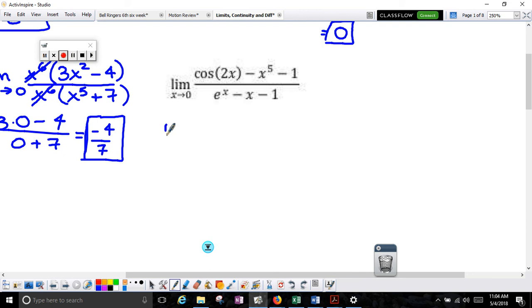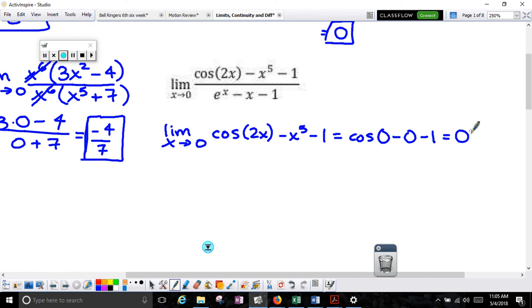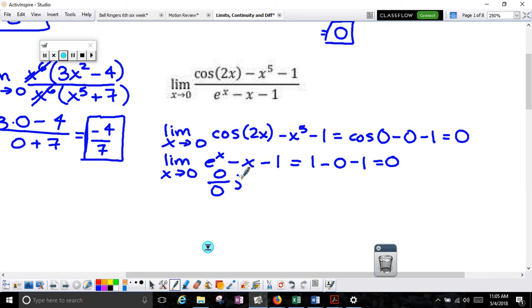First, very important, we're going to take the limit of the numerator alone as x approaches 0. So cosine of 0 is 1 minus 0 minus 1. That gives us 0. Take the limit as x approaches 0 of just the denominator. So e to the 0 power is 1 minus 0 minus 1. That also gives us 0. So what we have is an indeterminate form, 0 over 0. And we're going to employ L'Hopital's rule.